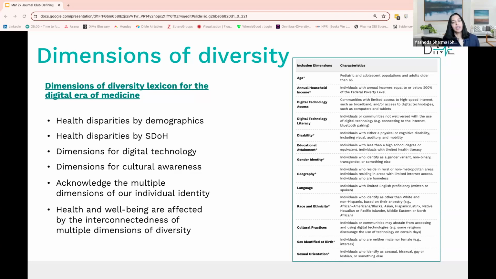The lexicon acknowledges that multiple dimensions of diversity result in our individual identities, and each of these elements need to be factored in as we talk about healthcare, as we talk about being more inclusive with healthcare, and as we work towards achieving health equity. So now I'd like to turn to our panelists to explore the dimensions and the potential a little bit broader.